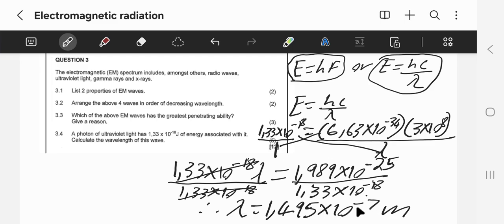Let me quickly show you how you mark all of this. What you are going to mark, guys, is the formula. Then you'll mark the substitution of your energy, mark the substitution of your Planck's constant and the speed of light, and mark the final answer, and you get your 5 marks. Quite easy to get these 5 marks.